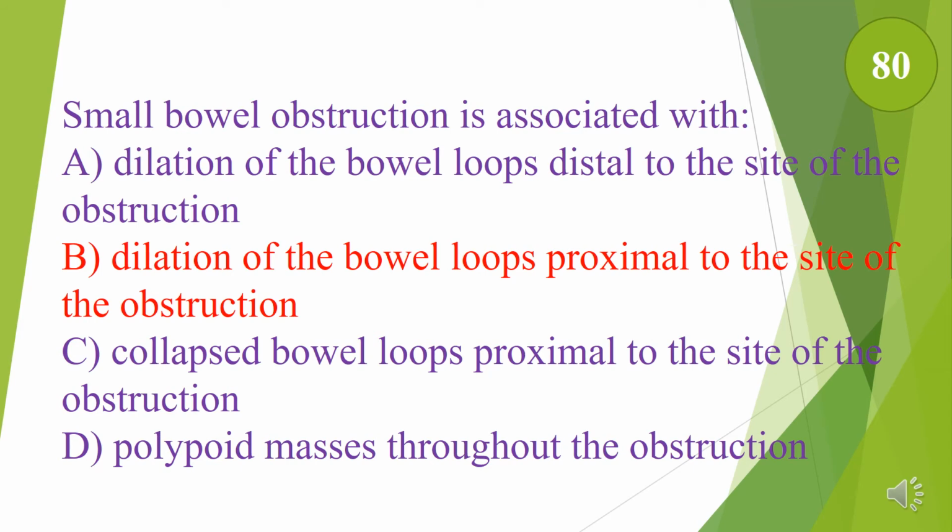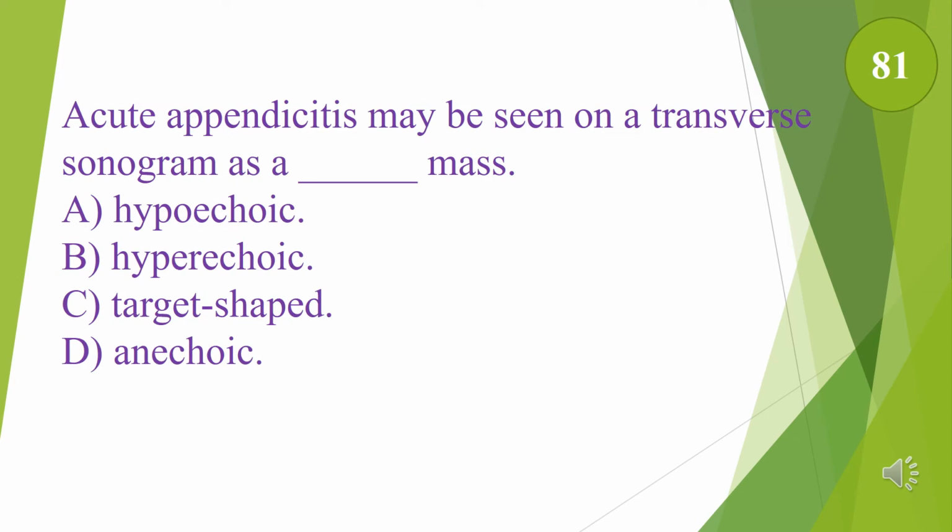The answer is B, dilation of the bowel loops proximal to the site of the obstruction. Acute appendicitis may be seen on a transverse sonogram as a what mass? A. Hypoechoic, B. Hyperechoic, C. Target-shaped, D. Anechoic. The answer is C, target-shaped. Appendicitis, target-shaped.